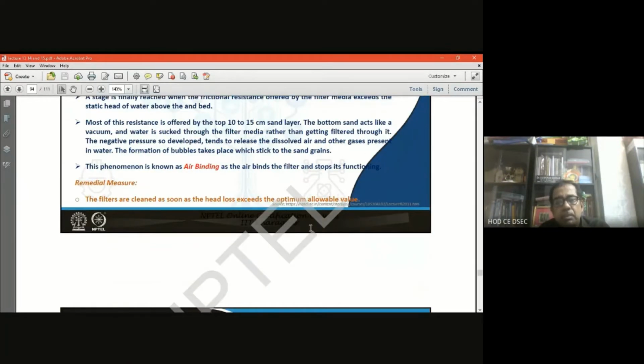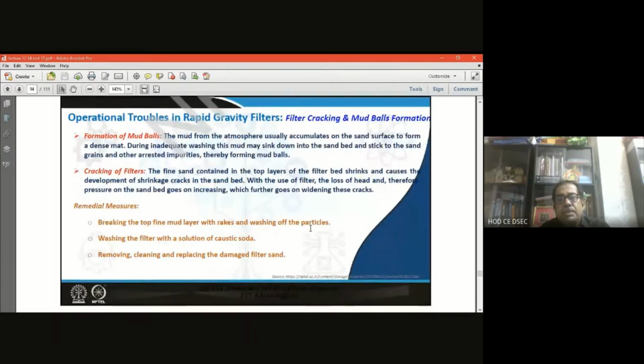The second operation trouble I will highlight is mud ball formation, and the third operation trouble is filter cracking. So let me discuss what mud ball formation is. Mud from the atmosphere usually accumulates on the sand surface to form a dense mat. During inadequate washing, this mat may sink down into the sand bed and stick to the sand grains and other arrested impurities, therefore forming mud balls.